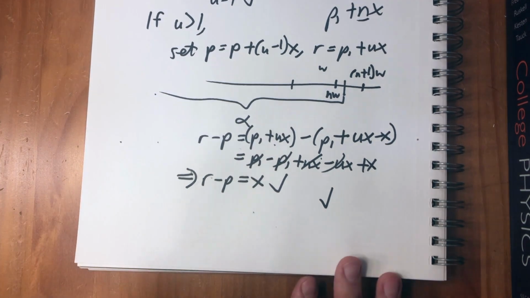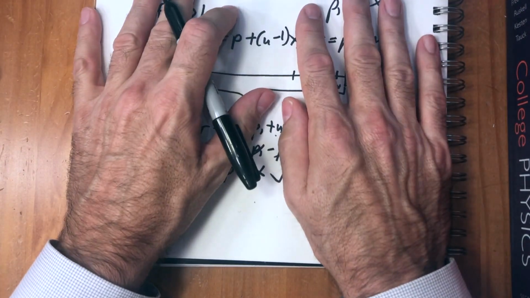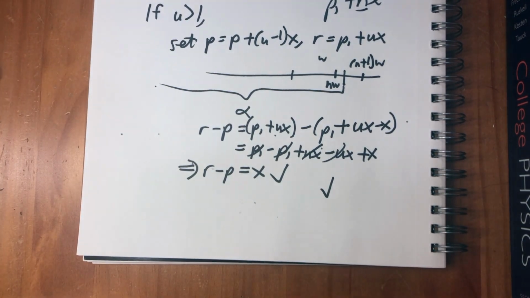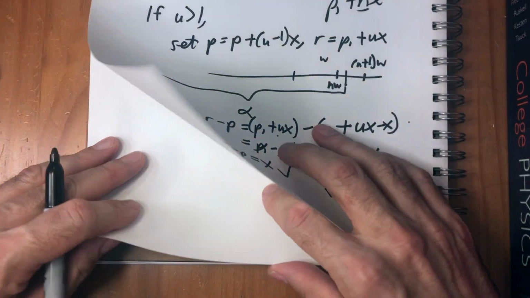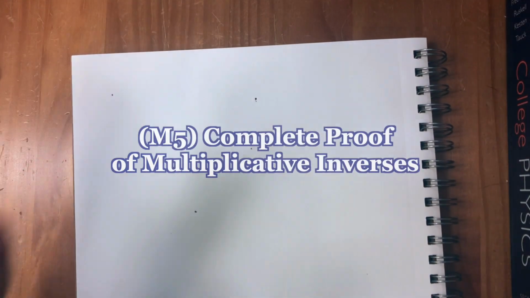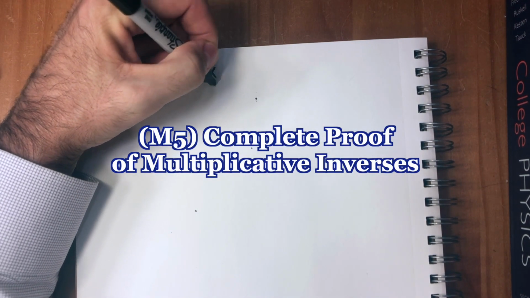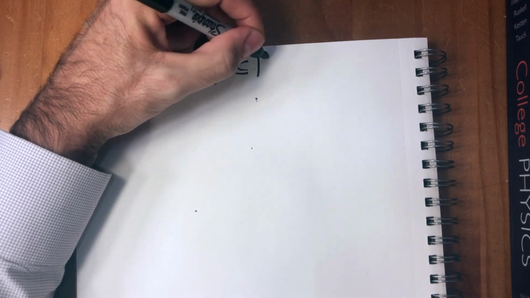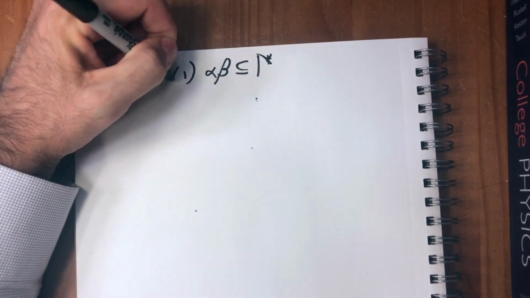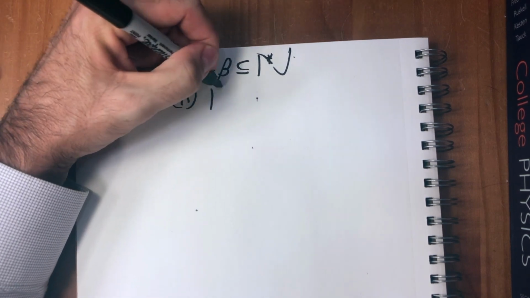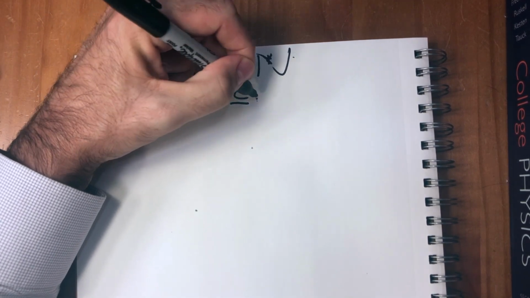Now, using this, we're going to be able to prove finally that every positive cut has a multiplicative inverse. This is what we've been working on for several weeks now, and here we go. So as I said at the beginning, we've already shown that alpha beta is a subset of 1. We've done that. So what we have to do now, last thing, is to show that 1 is a subset of alpha beta.